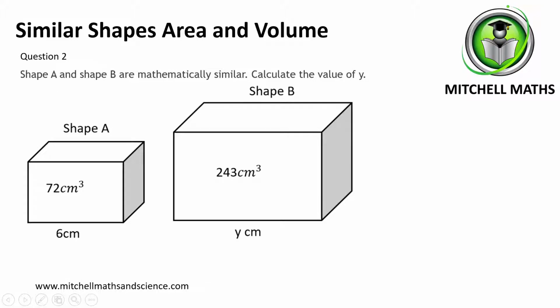Now we're looking at a question that's involving volumes and lengths. And I've got 2 volumes and I need to find a missing length. I'm going to use the 2 volumes to find the scale factor of the volume. So I'll just put SF in brackets V. So the scale factor of the volume is 243 over 72, which is 27 over 8.